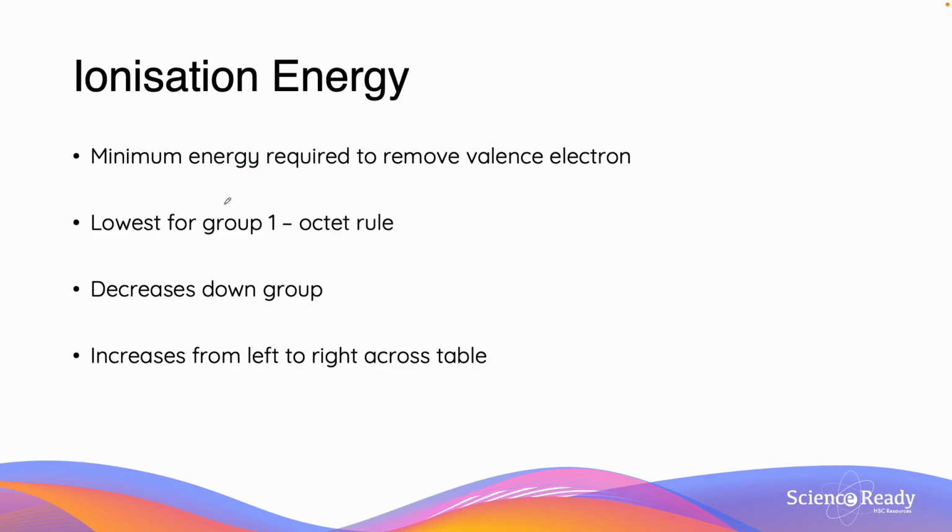So ionization energy is somewhat the opposite of electronegativity. When a substance becomes ionized, it means that it's had one of its valence electrons removed. The ionization energy is the minimum amount of energy that's required to remove a valence electron. Ionization energy is going to be the lowest for group 1 substances, and this comes down again to the octet rule. Substances want to have a fully filled valence shell. Group 1 substances have only one electron in their valence shell, so if they could have that one electron removed, then they would be able to have a fully filled valence electron shell.